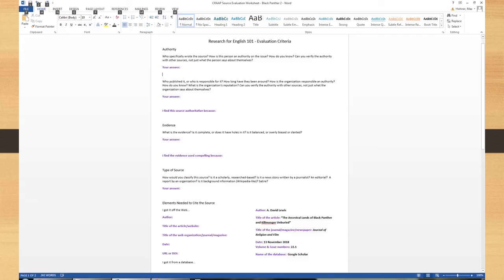So same thing. I've got the information down there. The author is A. David Lewis, if you look in the bottom right, and the article is The Ancestral Lands of Black Panther and Killmonger Unburied. And the publisher is the Journal of Religion and Film. So let's research these three things: the author, the publisher, and the content of the article itself, and see if they pass the CRAP test.